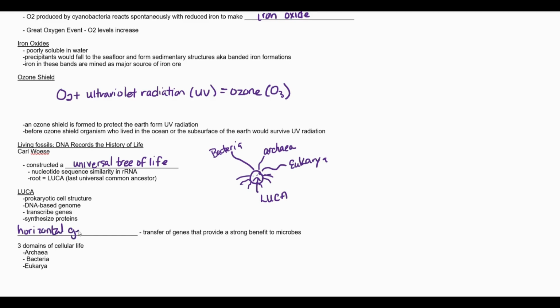We have our last fill-in, and it is horizontal gene transfer. And it's the transfer of genes that provide a strong benefit to microbes. And like I discussed above here, we have 3 domains for cellular life: archaea, bacteria, and eukarya.